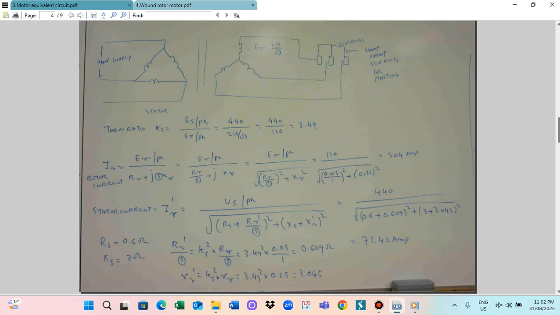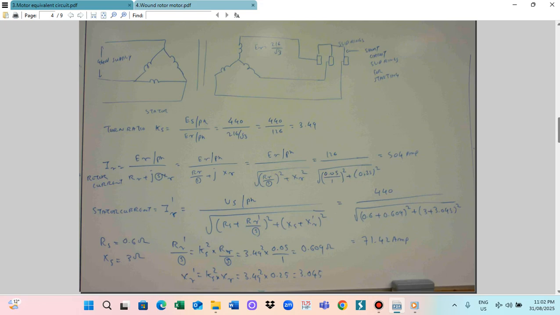And similarly, X_R'. So X_R' you can calculate Ks squared multiplied by X_R. So this one with the Ks squared is 3.49 squared multiplied by X_R, which is 0.25. So this X_R' will be 3.045. So then we got the R_R' by S and X_R' here.